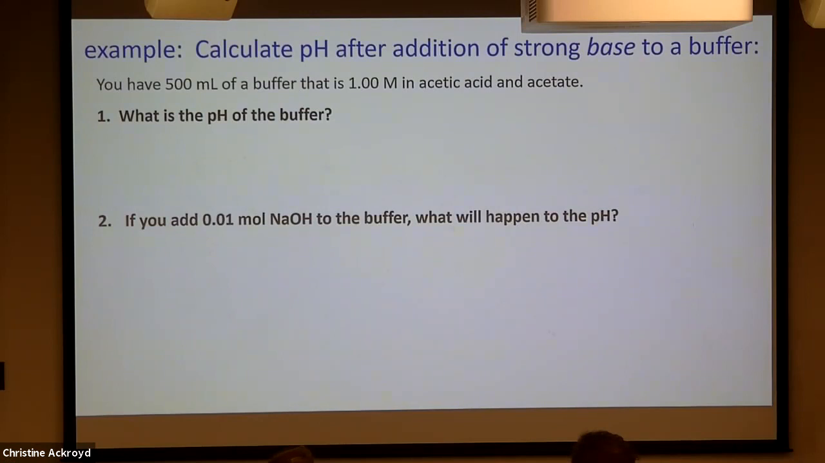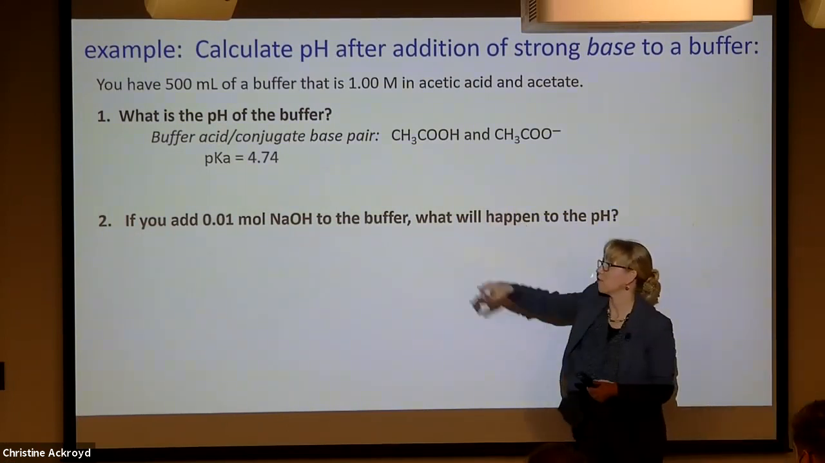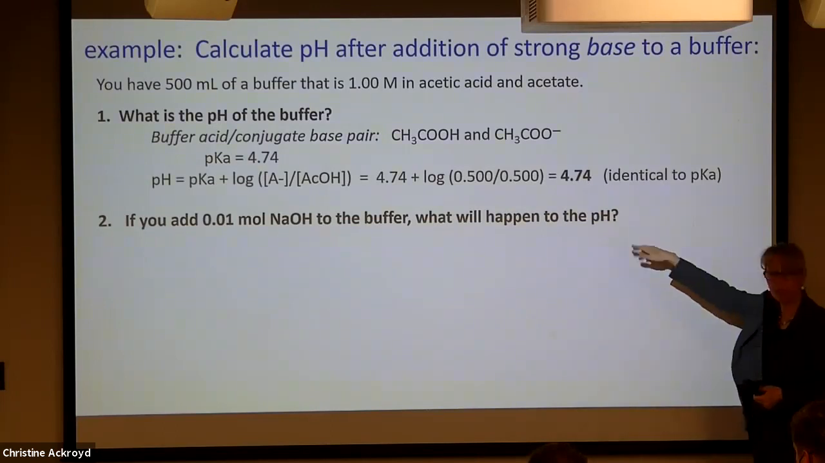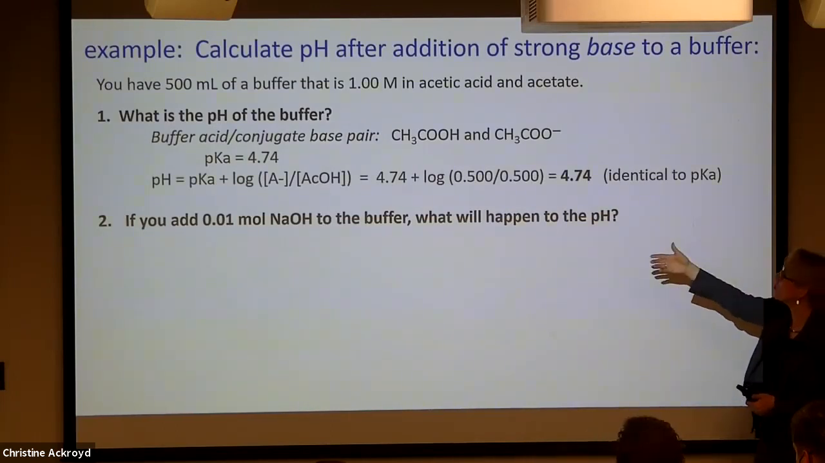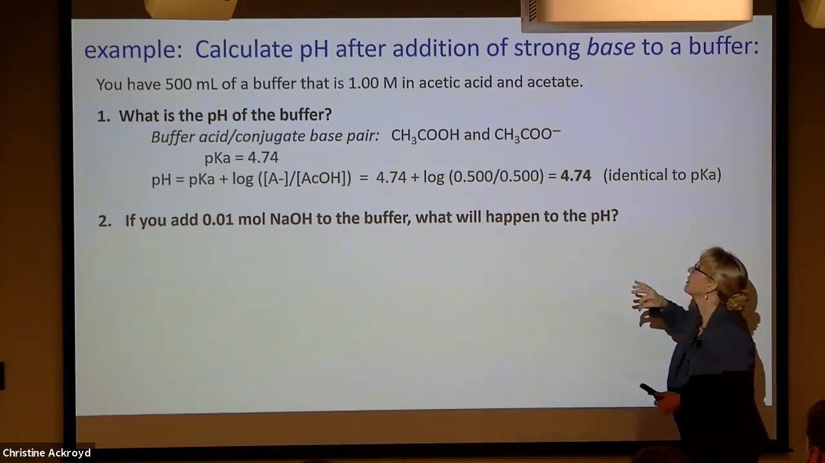Okay, so we start with a buffer that has a bucket load of buffer components in it, 1 molar. That's kind of unusual, but it makes the point. If I start with half a liter of my buffer, what's the pH of that buffer? Then you could just use the Henderson-Hasselbalch equation. The pKa of acetic acid is 4.74, and we can calculate the pH of the buffer just by taking the relative quantities of acetic acid and acetate.